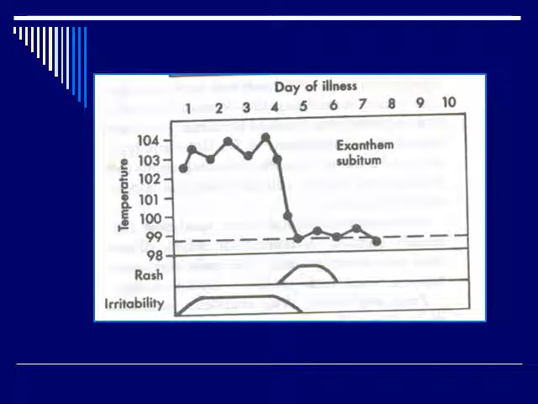This figure shows the clinical manifestations of Roseola infantum. The high rise of temperature, which remains for 4 days, then a sudden drop of temperature with the appearance of the rash. The rash takes a few days and disappears without any sequelae.